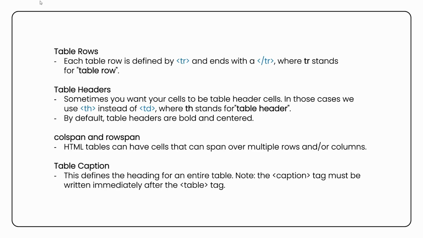Next we have HTML table colspan and rowspan attributes, which are used to span over multiple rows or columns. So if we talk about the colspan attribute, we can make a cell span over multiple columns by using the colspan attribute and passing it a numerical value such as 2 or 3 to span over 2 or 3 number of columns.